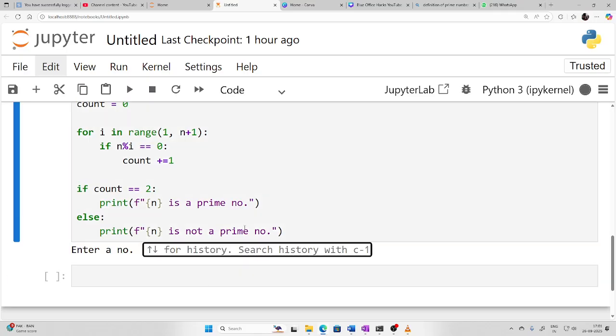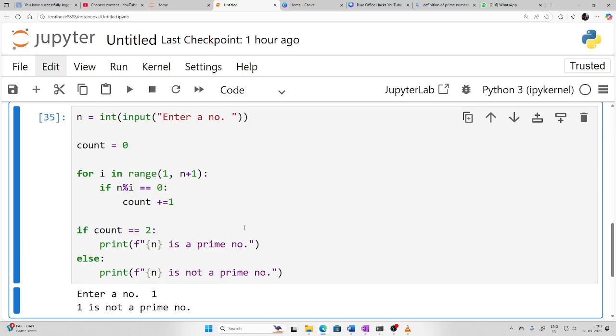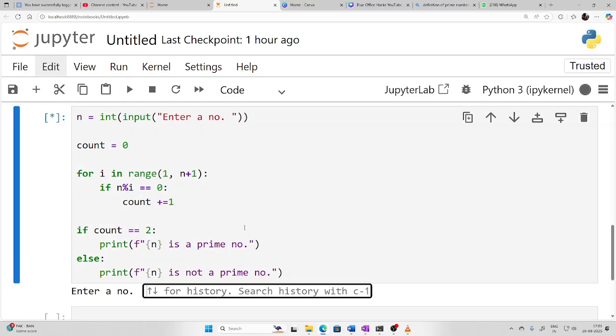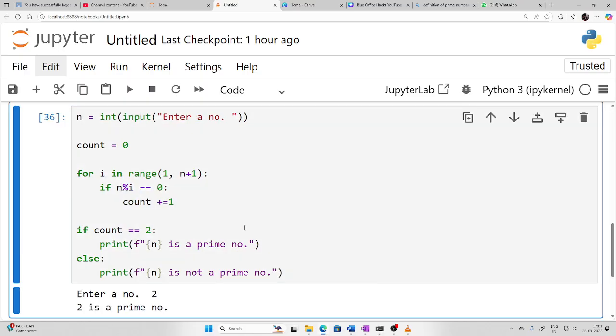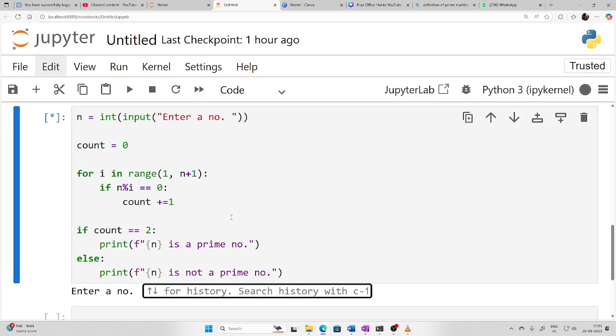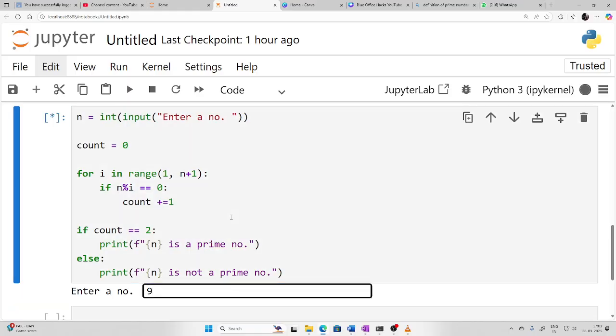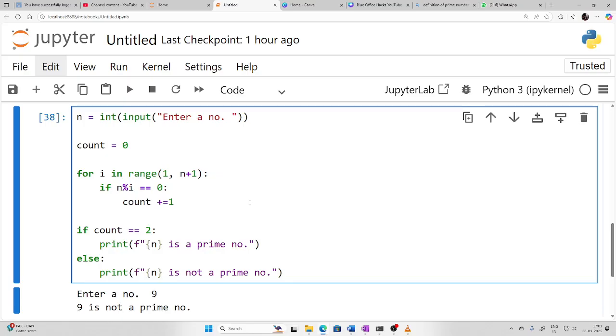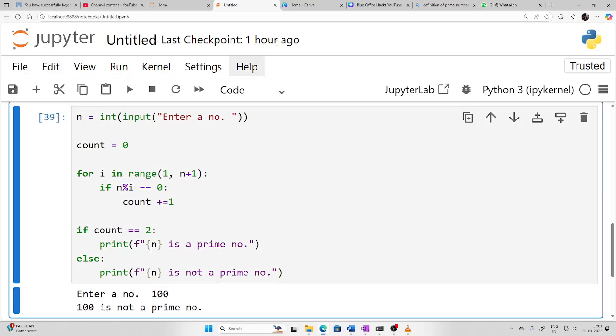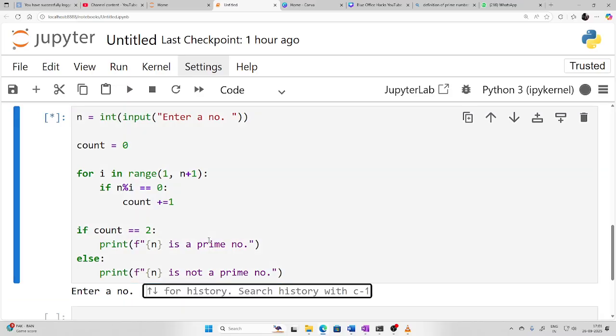Run it, check. Is 1 a prime number? It is not a prime number. 2 is a prime number, it has to be a prime number. Is 3 a prime number? Yes, it is a prime number. Is 9 a prime number? No, it is not a prime number. Is 100 a prime number? No, it is not a prime number.